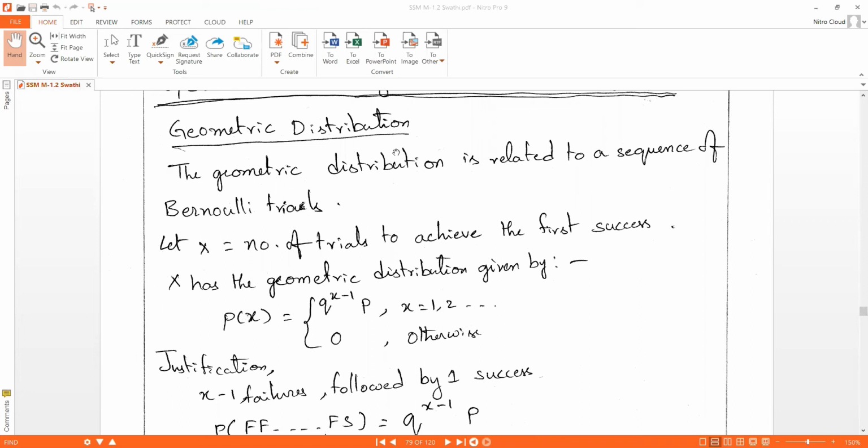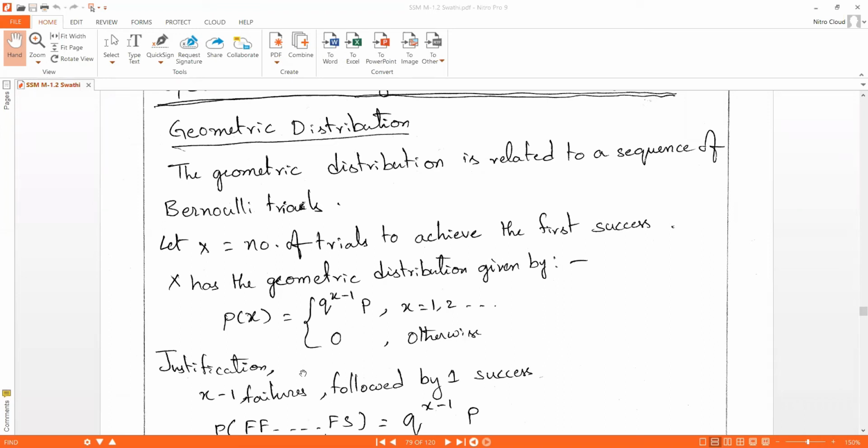In geometric distribution, the geometric distribution is related to a sequence of Bernoulli trials. Let x equal the number of trials to achieve the first success. And x has the geometric distribution given by P of x equal to q power x minus 1 into p for x equal to 1 to n.